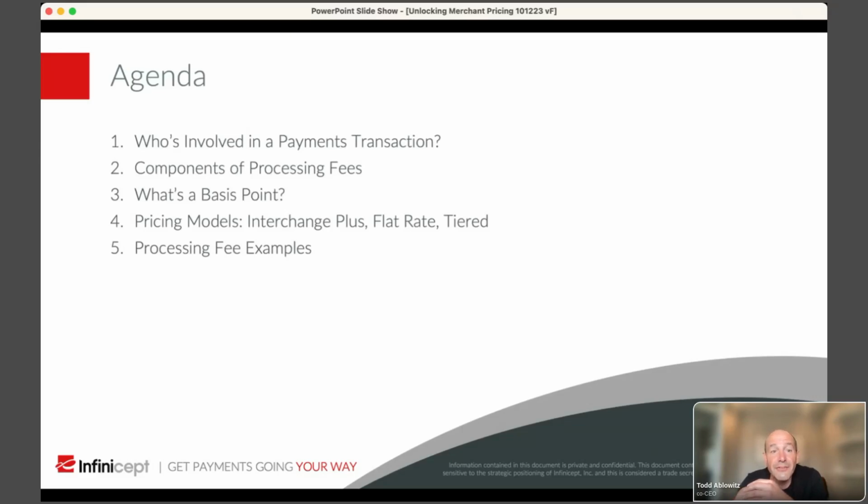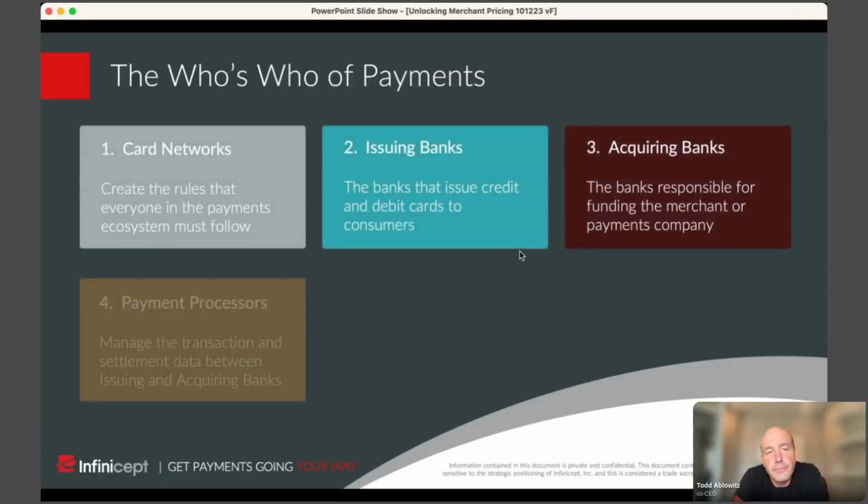And then we're going to drill down on different kinds of pricing models: interchange plus, flat rate, tiered, and then we'll go into some examples. Depending on how much time we have and how many questions we have, we'll go as deep or as shallow on that as we have time for. So let's get to it.